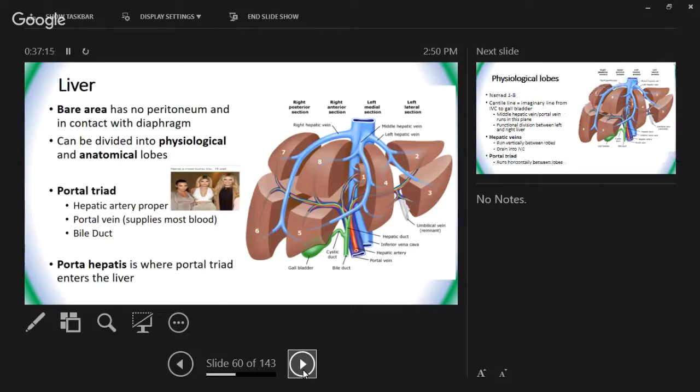So the liver. Start off, we've got the bare area. The bare area is not covered with any peritoneum, which is kind of unique. And you've got the lobes of the liver, which confuse me as well. So you can divide it into physiological lobes as well as anatomical lobes. And we did see a few questions on that last year.